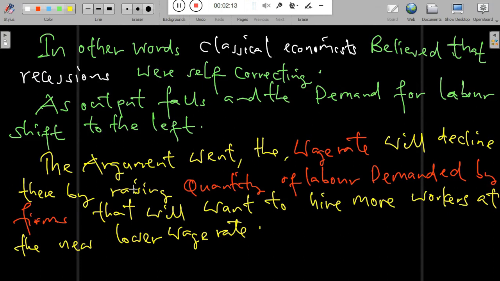In other words, classical economists believed that recessions were self-correcting as output falls and demand for labor shifted to the left. So the argument went, the wage rate will decline, thereby raising the quantity of labor demanded by the firms that will want to hire more workers at the new lower wage rate.